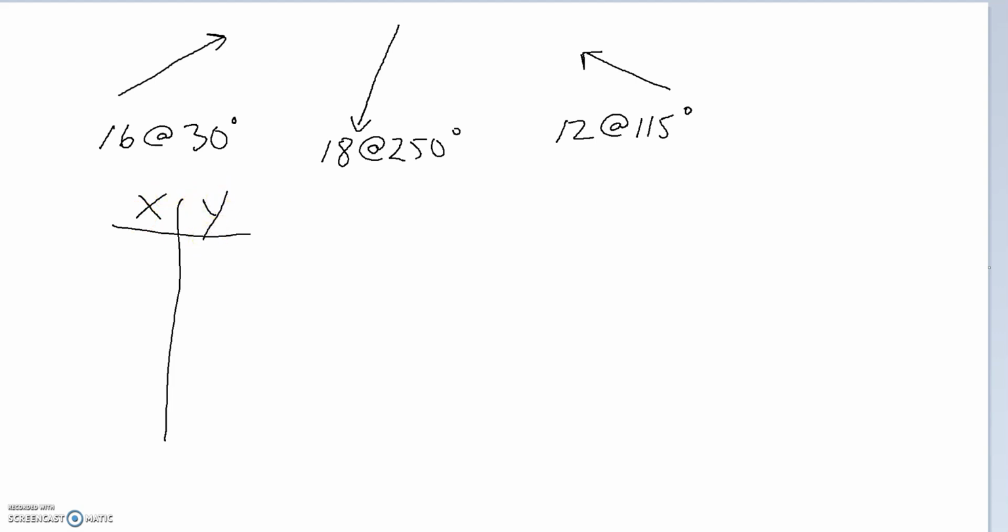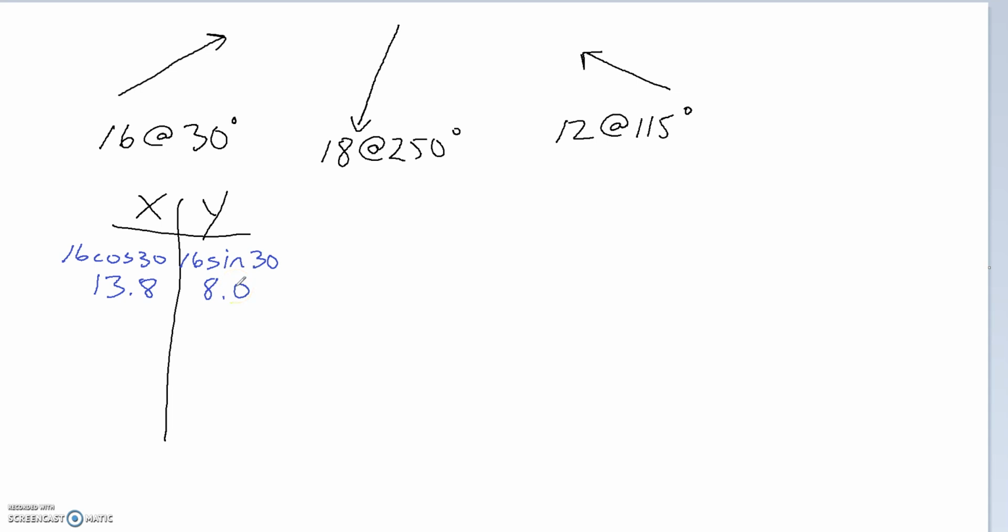a Y component chart. I'll start with the first vector, and that would be a calculation of 16 cos 30 and 16 sine 30 in order to get the components. If you calculate that, the X component would be about 13.8 and the Y component would be about 8.0.